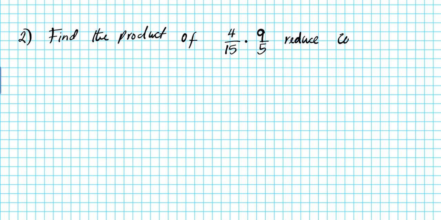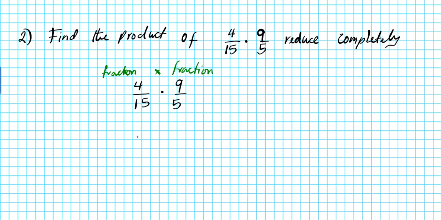Okay, for number 2, what if you were to find the product? Find the product of 4/15 and 9/5, and you're to reduce completely. Okay, so 4/15 times 9/5. In this case, we have two fractions again, so we're multiplying a fraction times a fraction. But there's a twist in this particular problem.